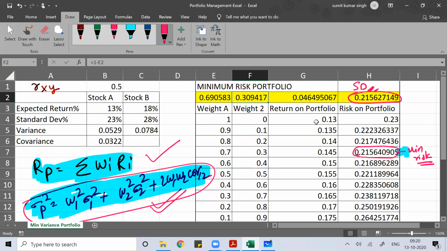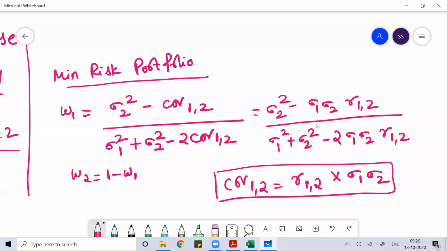So mathematically, you can calculate everything by using this formula. You just need to substitute this value here in this formula, and you will get this answer. So I hope you are clear with this.